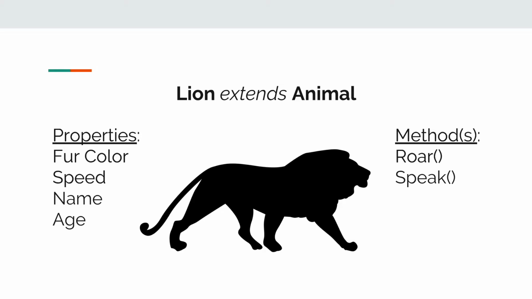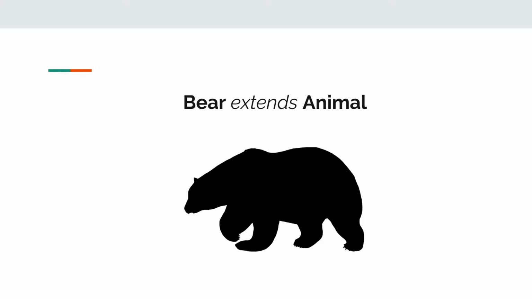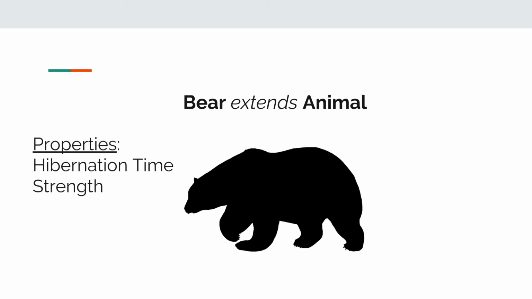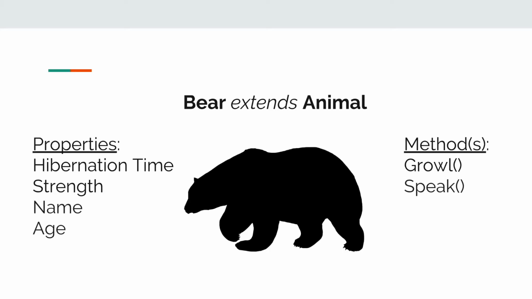As another example to drive the point, say there was a bear class that also extends the animal class. It has its own properties like hibernation time and strength, and then its own method like growl. Since it's an extension of the animal class, it also has access to the properties and methods from animal: name, age, and speak.